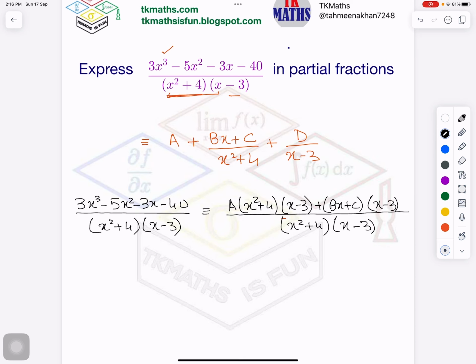We just see the denominator. Under a, the denominator is 1. If you compare the denominators, these were missing here, and that's why we multiplied a by both of them. When we look at bx plus c, the denominator is x squared plus 4, which was here, so the only factor missing was x minus 3. That's why we are multiplying bx plus c by x minus 3. Similarly for d, because x minus 3 is present here, it will multiply by x squared plus 4.